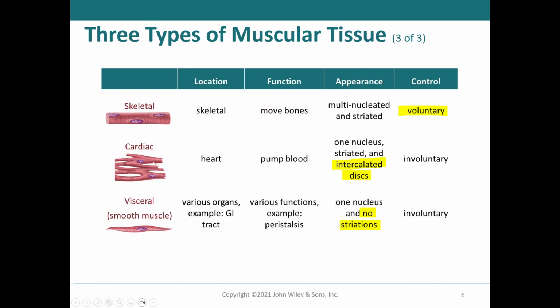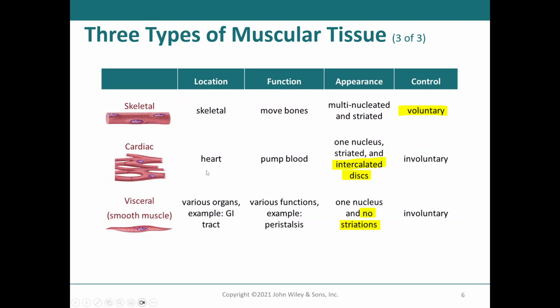We don't think about pumping our heart. We don't think about our GI tract, like our stomach or small intestine, large intestines, to work. We don't think about the smooth muscle within our arteries or veins to dilate or constrict. Those are involuntary. And so another thing with the next type of tissue is cardiac.